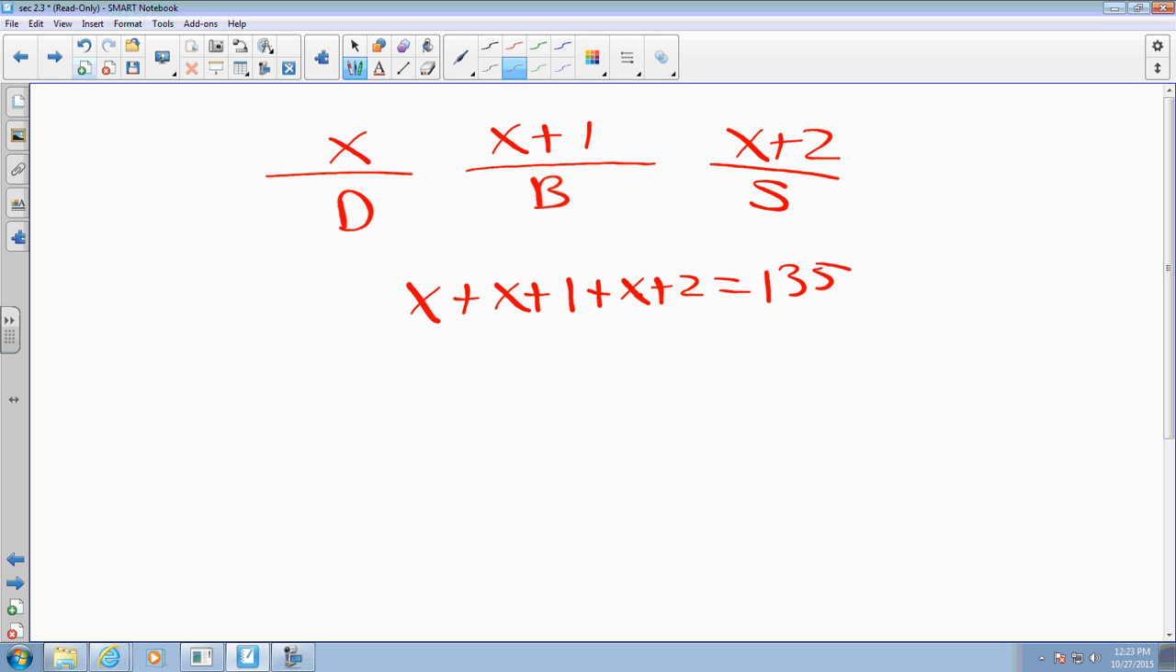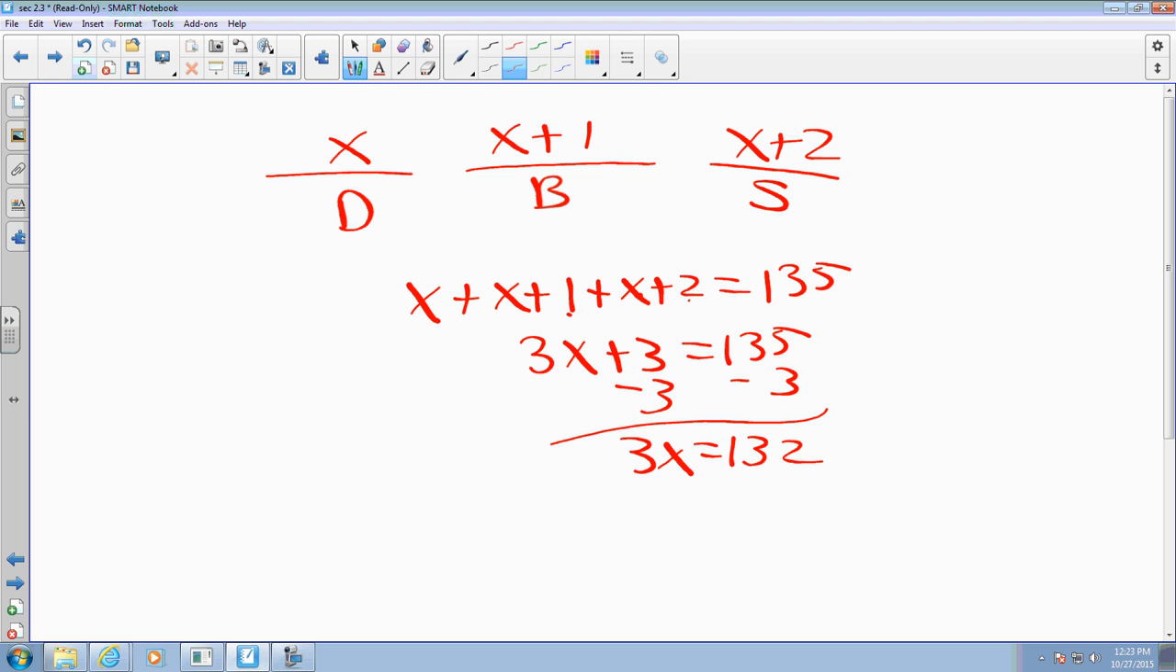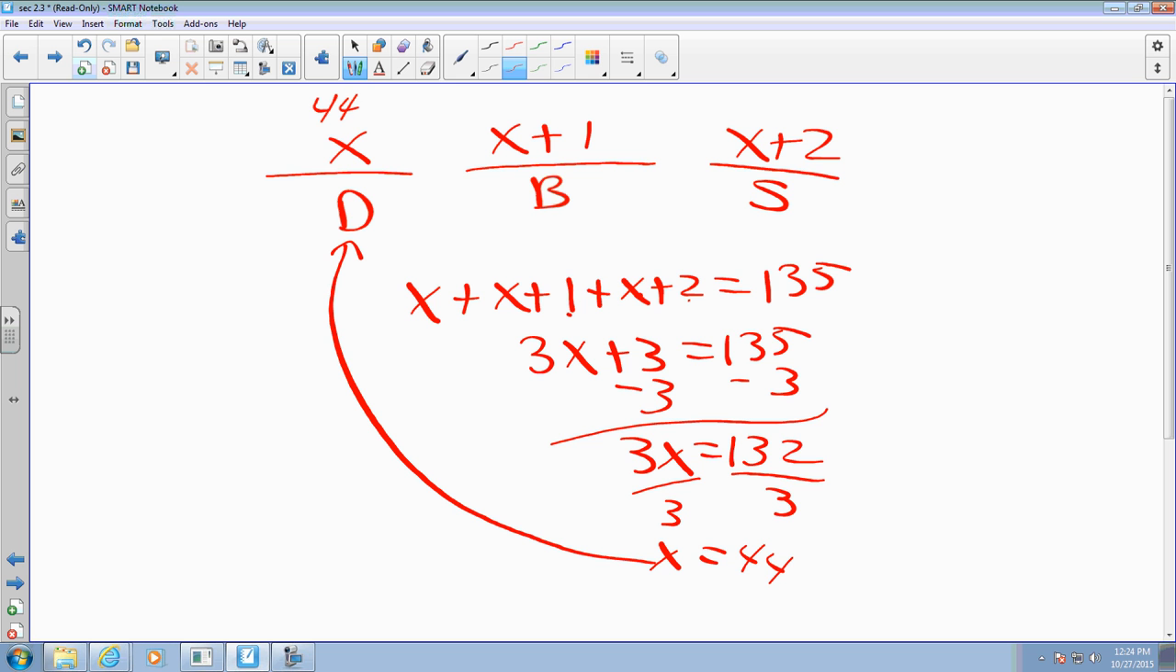X plus X plus X gives me 3X. 1 and 2 gives me 3. Subtracting 3 from both sides, I get 3x equals 132. Divide by 3, divide by 3, I get 44 home runs. That would be Jermaine Dye's 44 home runs. Then Lance Berkman must have hit 45 home runs. And Alfonso Soriano must have hit 46 home runs.